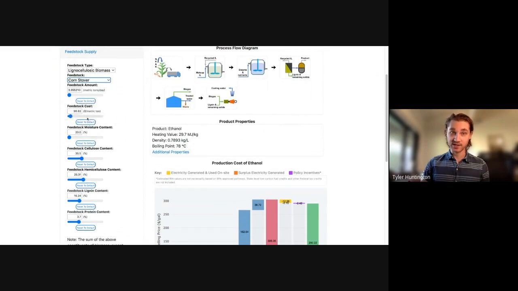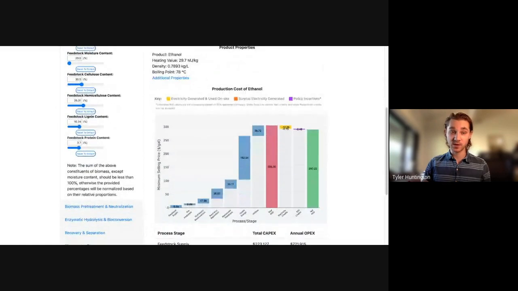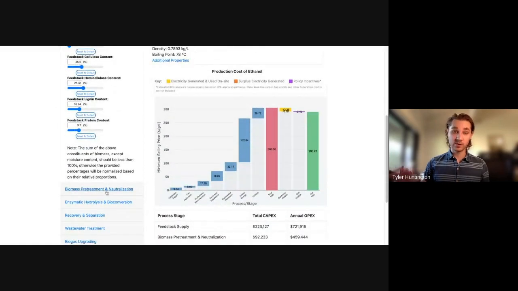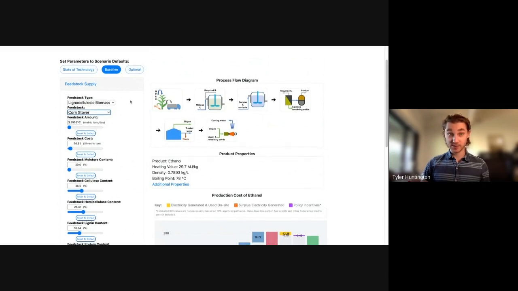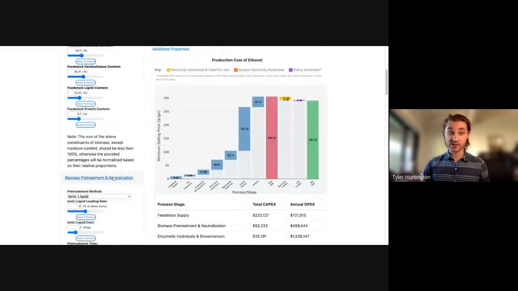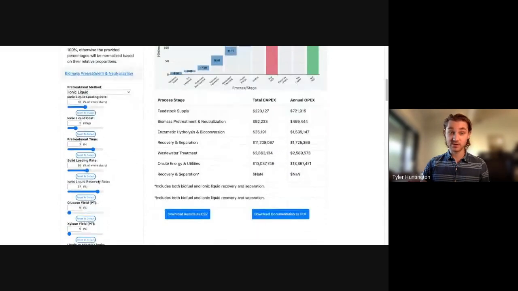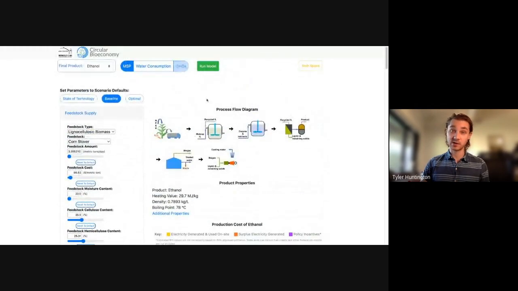And then the moisture content, feedstock cost, all these different compositional elements to your feedstock are computed based on what's available to you. And then a lot of the other parameters we've set as reasonable defaults based on a baseline scenario, which you can change to these different built-in scenarios for state of technology and an optimal case. Or you can go in and adjust any of these process parameters yourself, and the model will update correspondingly. You just have to obviously rerun it.